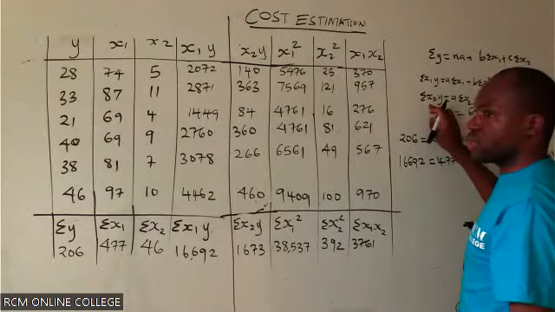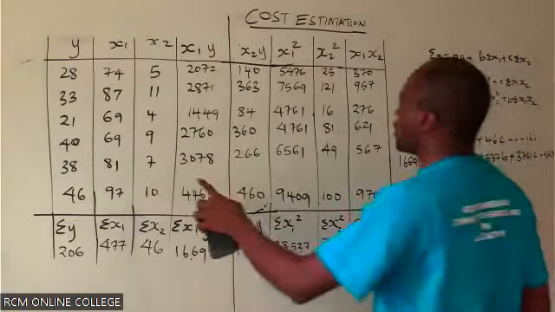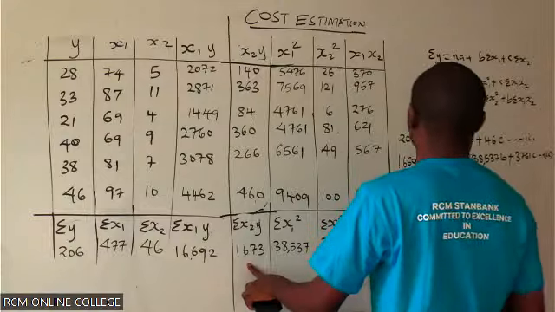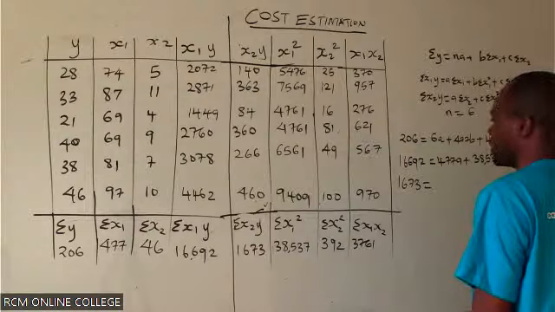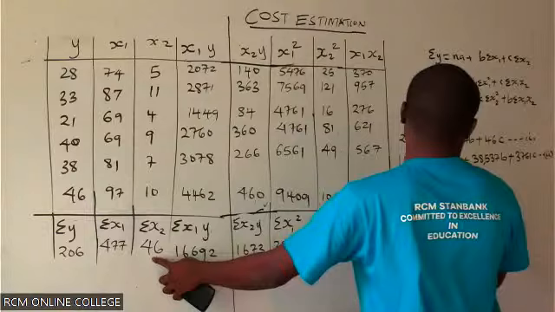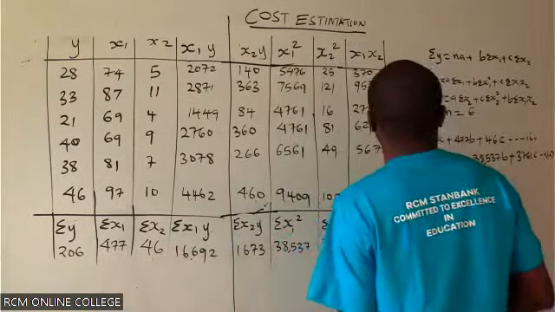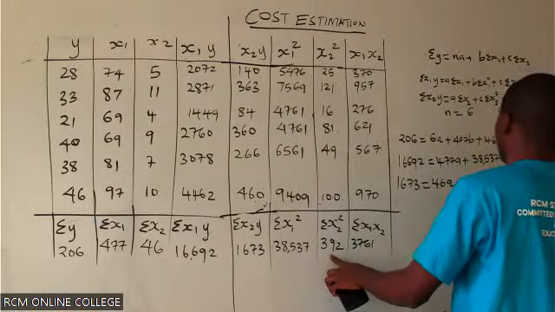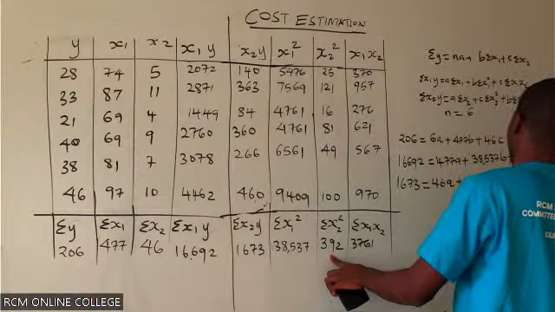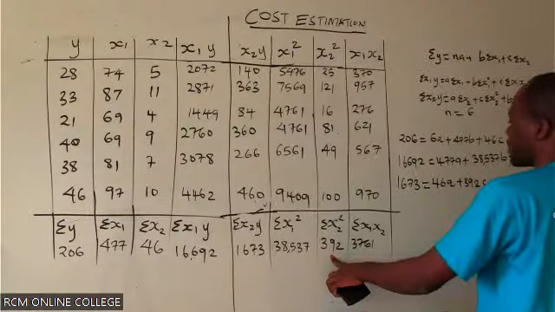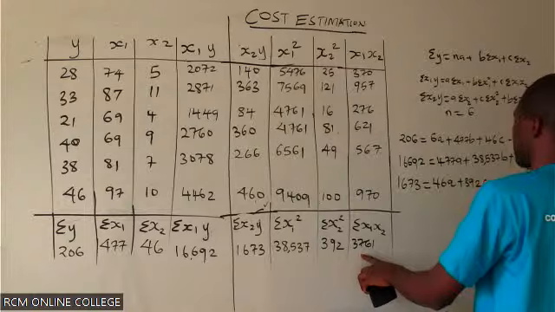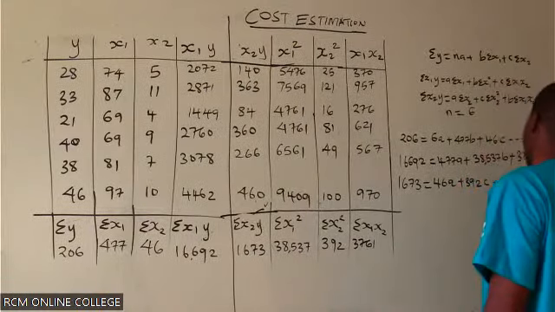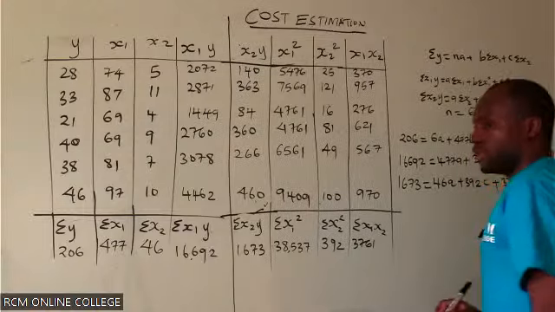Let's go to number 3. We are being told that summation of x2y, that is 1673, is equal to summation of x2, which is 46A, plus summation of x2 squared, which is 392C, plus summation of x1, x2 B, which is 3761B. This is equation number 3.